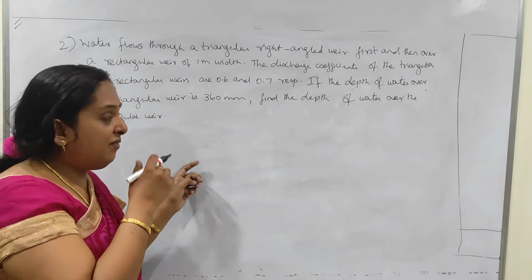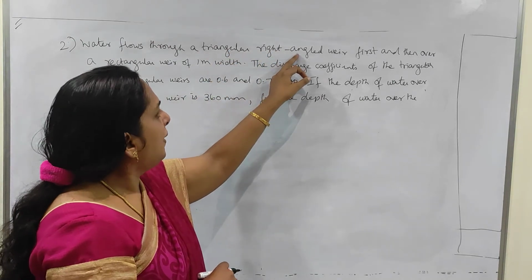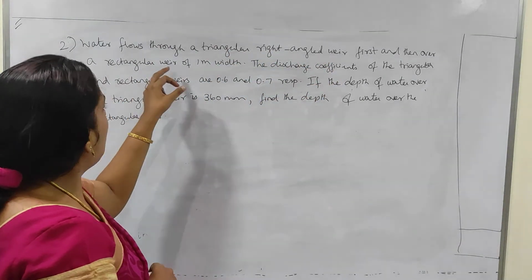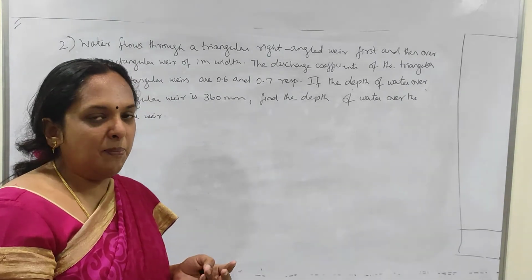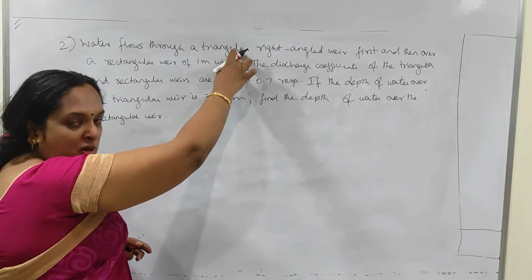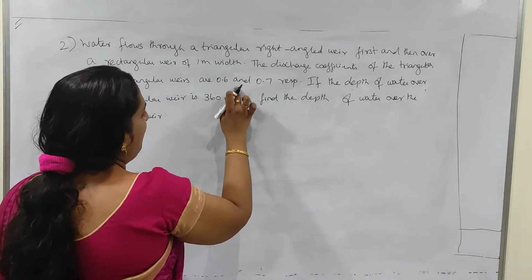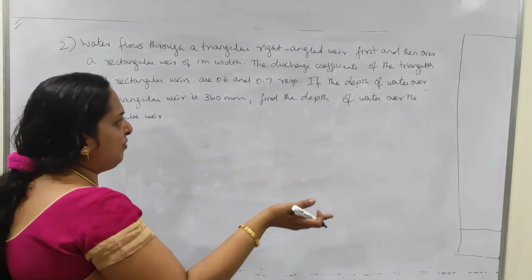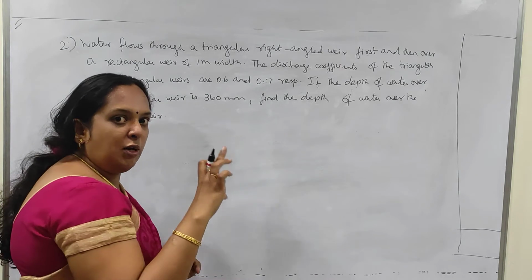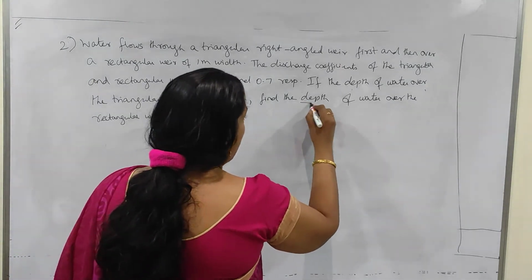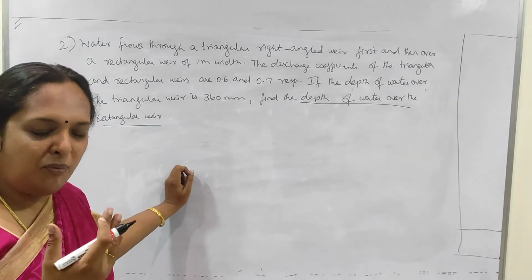Yes, guys. Here we have our second problem. What is given here? Water flows through a triangular right angled weir first and then over a rectangular weir. In the previous problem, the water flowed first over the rectangular weir, then the triangular. But here the water flows first through the triangular weir, then to the rectangular. The discharge coefficients of the triangular and rectangular weirs are given. If the depth of water over the triangular weir, h, is given, they ask you to find out the depth of water over the rectangular weir. So this is similar to the previous problem.